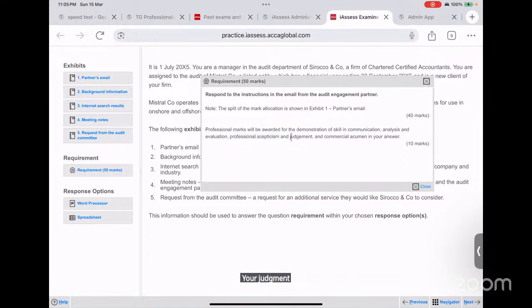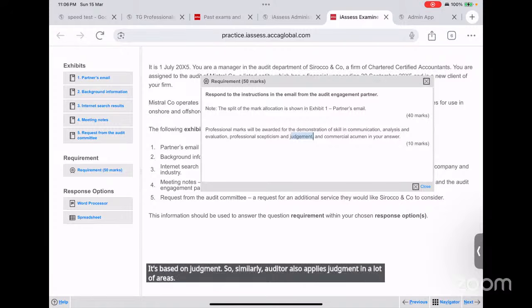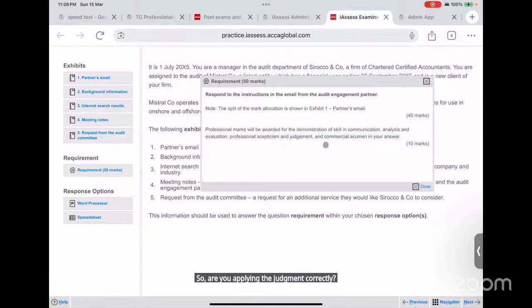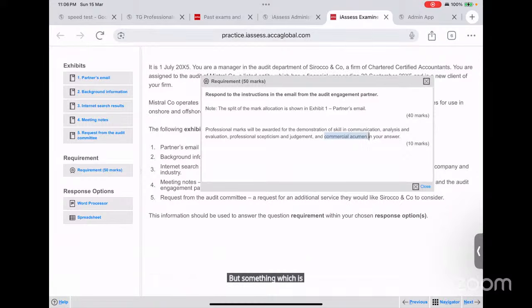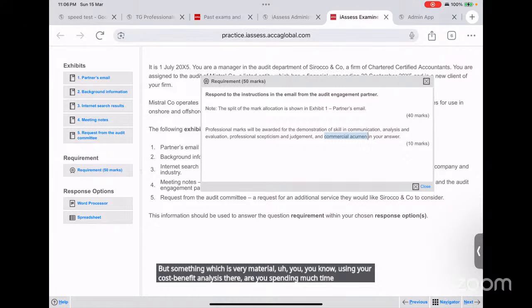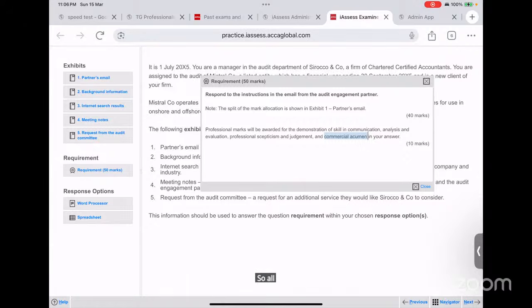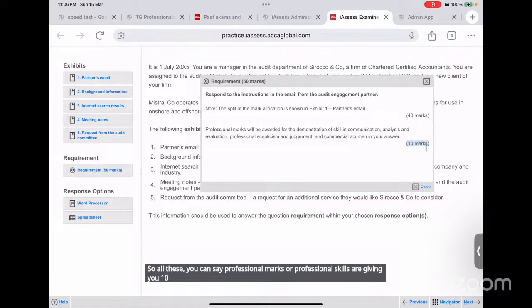Your judgment, for example, the life of an intangible asset. It's based on judgment. Similarly, an auditor also applies judgment in a lot of areas. So are you applying the judgment correctly? Commercial acumen is cost benefit analysis. Sometimes something is very immaterial, so you shouldn't spend so much time on it. But something which is very material, are you using your cost benefit analysis there? Are you spending much time there as an auditor? So all these professional skills are giving you 10 professional marks in the first question. So in AAA, you have 20 professional marks.